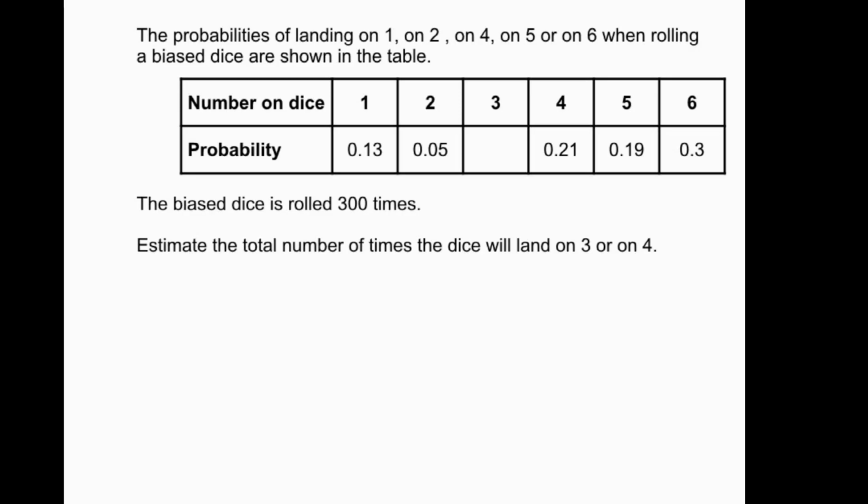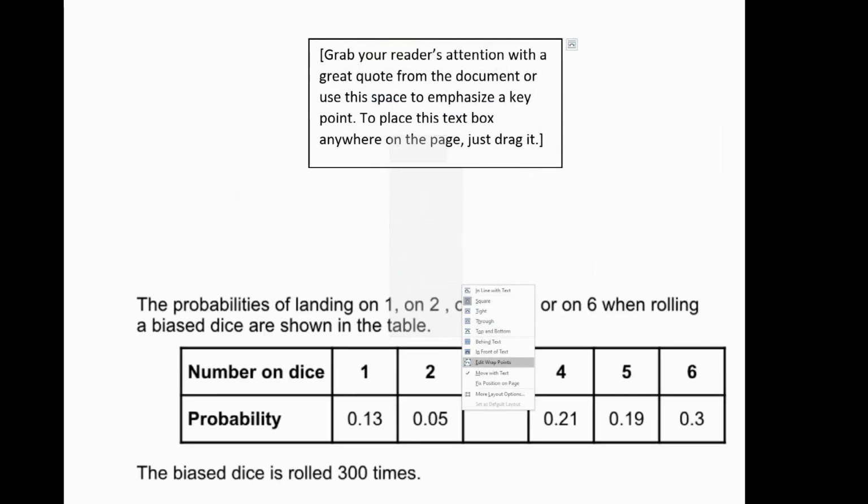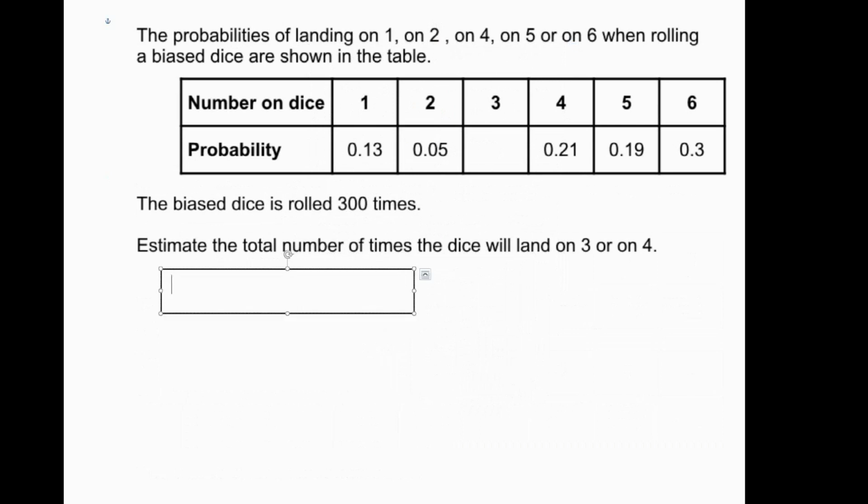We have a biased dice whose probabilities are as shown for landing on the different faces. So what we need to remember is that the probabilities in a given situation, the total of the probabilities, add up to 1.